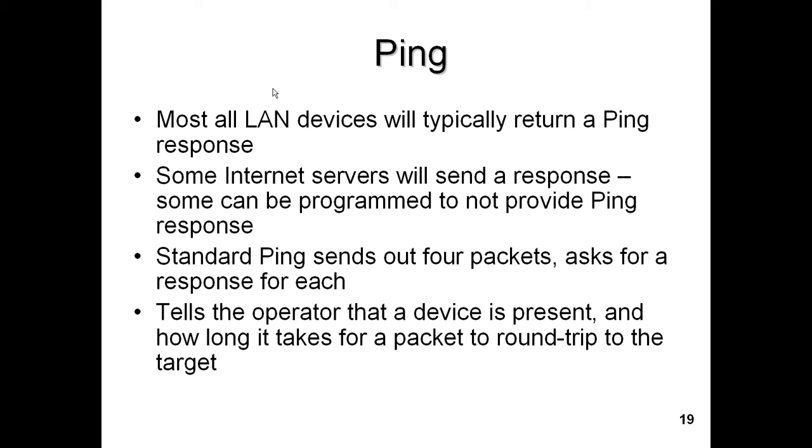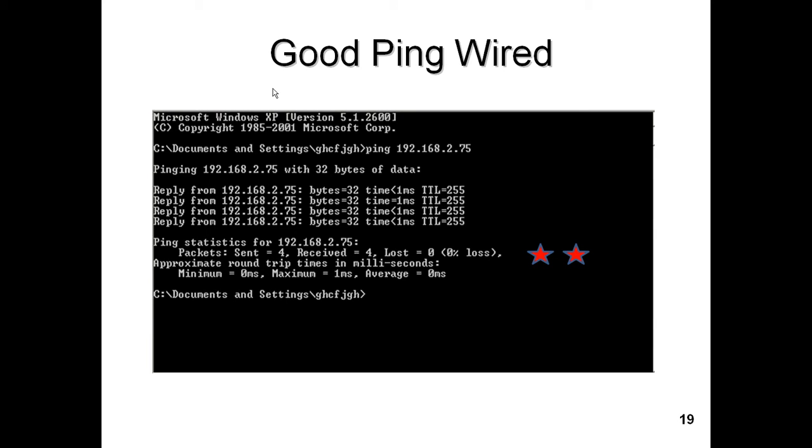So in some cases, some people will turn off ping response over the internet. Doesn't mean their network doesn't work on the internet. It doesn't mean they don't have connectivity. They just don't respond to the ping. But what ping does do, the standard ping command sends out 4 packets, asks for a response for each, and it tells the operator that the device is present and how long it took for the packet to round trip to the target. So, to the target and back.